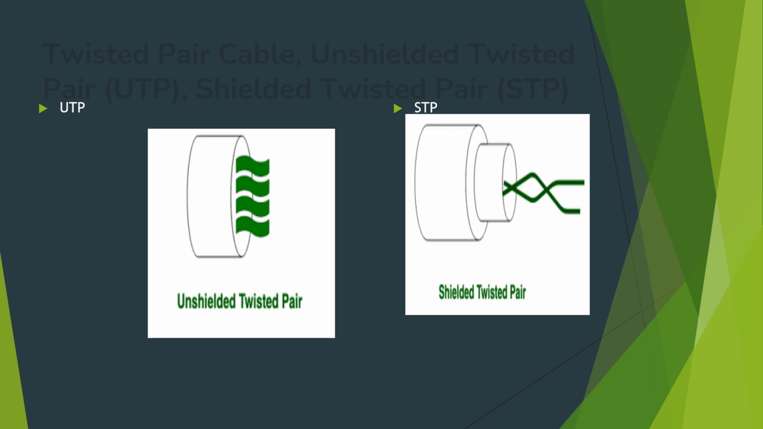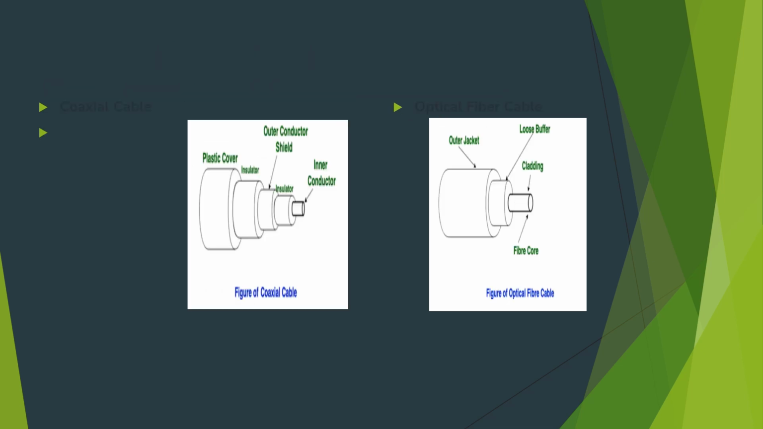Application of TP cable: a twisted pair cable is used for both analog and digital signals. Twisted pair cables are used in telephone networks, and TP wires are mainly used for low cost, low performance applications also. So this is an example diagram for STP.